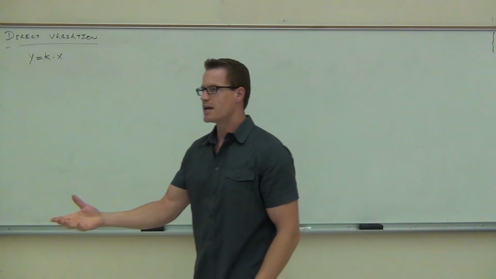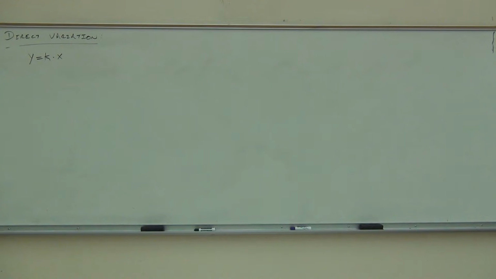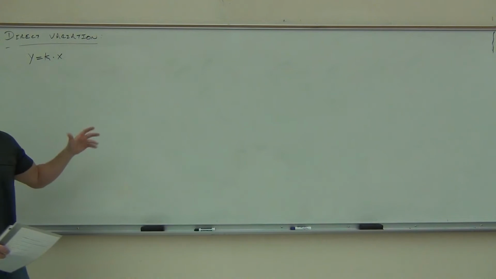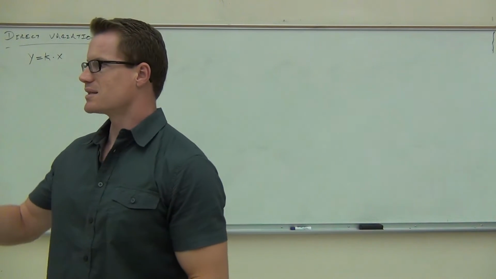But yeah, that's direct variation. It means as one thing goes up, the other thing also goes up. And what we realize is that if we're talking about variables x and y, if x goes up, y goes up. That y depends on our x, and so we have our equation y equals k times x. I made it really clear yesterday that direct is k times.